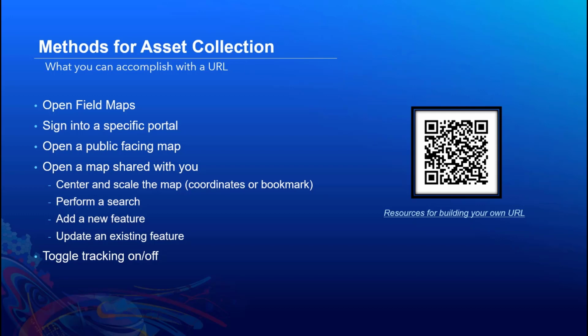For more information on how to build a Field Maps URL using the Universal App Scheme, see the link to our documentation on this slide. I also provided a QR code.